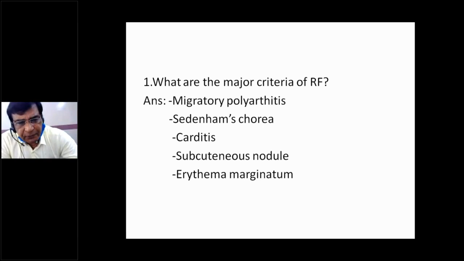And Sydenham chorea. Chorea is a dancing movement. Sydenham chorea is a variety of chorea. Carditis, it may be pericarditis, it may be endocarditis, it may be myocarditis. But the commonest presentation is endocarditis. And usually the mitral valve is commonly involved with carditis. Subcutaneous nodule.